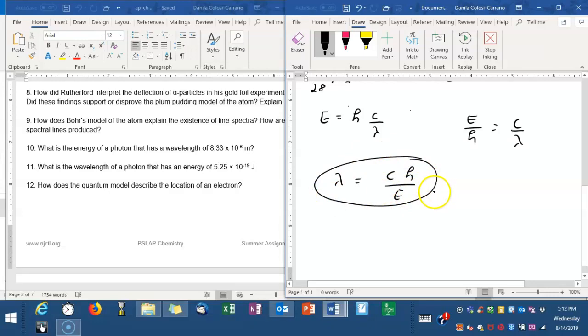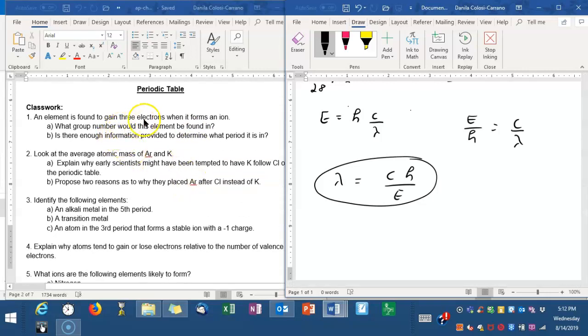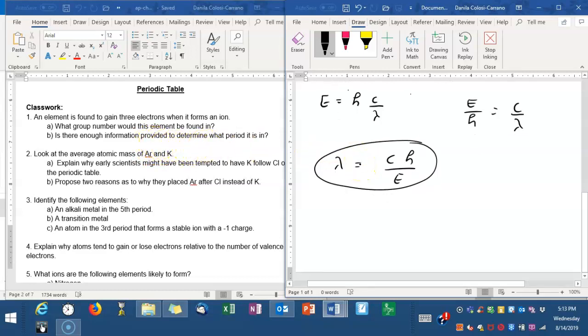How does the quantum number model describe the location of an electron? Again, it depends which quantum model. If it is the Bohr one, the electrons are in a position in a fixed energy. If it is the Heisenberg one, instead, it's just in a cloud of possible energies. So an element is found to gain 3 electrons when it forms an ion. What group number would this element be found in? And is there enough information provided to determine the period the element is in?